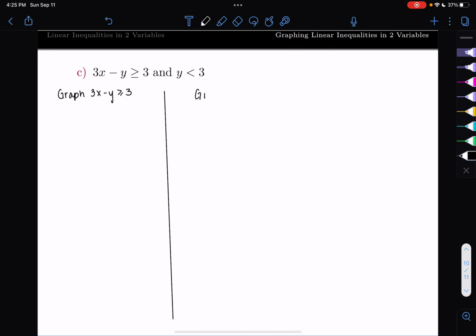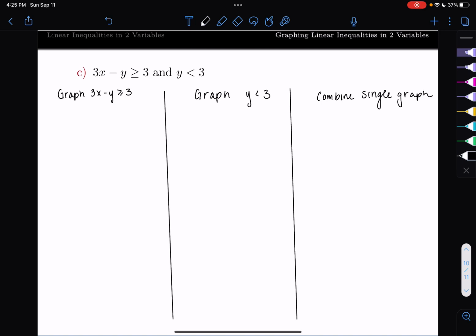Then we also want to graph the second inequality. Y is less than 3. And then finally, we're going to combine to a single graph, and we're going to see where that shading overlaps. So let's start with the first line.